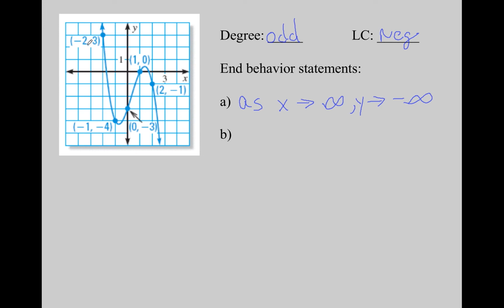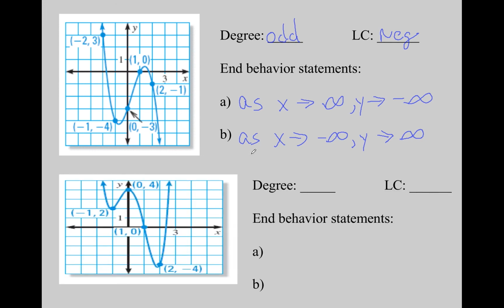Take a look at the left hand side here. As x approaches negative infinity, your arrow is going up, so what's happening to your y values? Y values are going up also. Y approaches positive infinity. All right, one more. Hit pause, fill it in, come back to us.